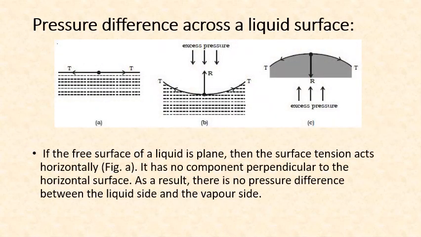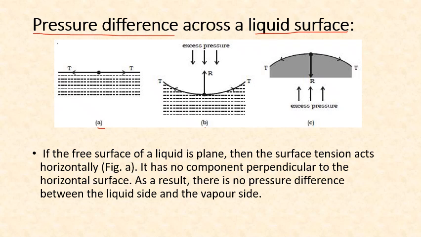Pressure difference across a liquid surface. In this topic, we will discuss the difference in pressure experienced by a liquid surface. We have taken three types of surfaces here. Surface A, where the surface is almost a straight line. Surface B, where the surface of the liquid is curved inward. And surface C, where the surface is curved outward in this manner.